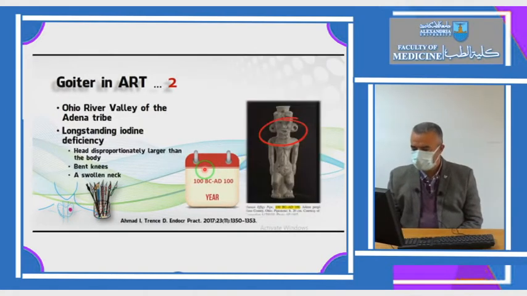Right about the same time, in another continent in North America, this man figure was found. As you can see, this represents a man with signs of long-standing iodine deficiency in the form of head disproportionately larger than the body, with bent knees and a goiter.